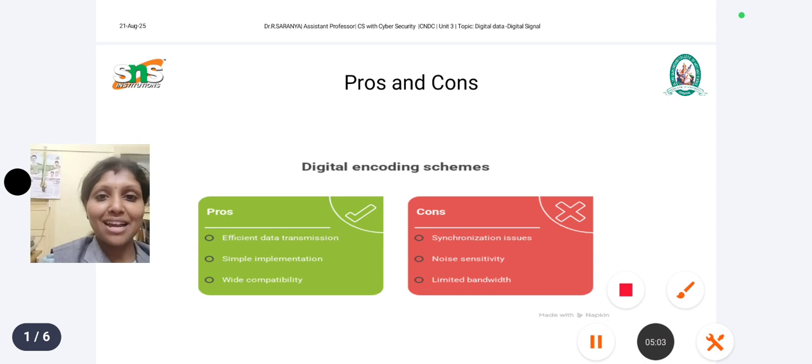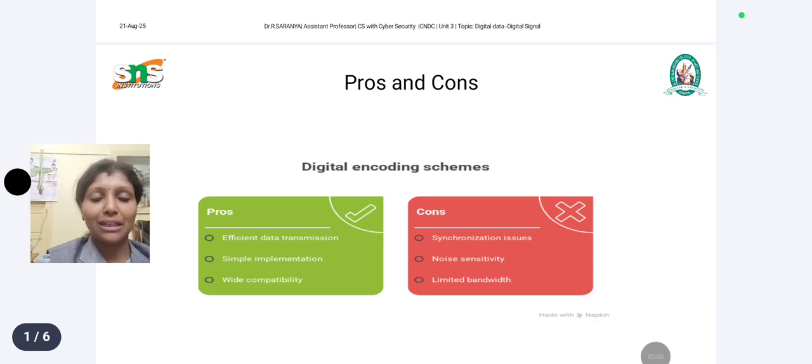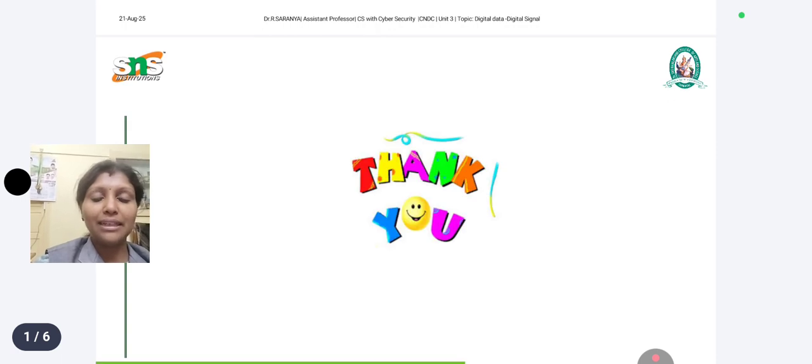Hope you understand the process of converting digital data to digital signal. Finally, let us recap: we implement the techniques called NRZ, non-return to zero, and then non-return to zero inverted, in order to convert digital data to digital signal.